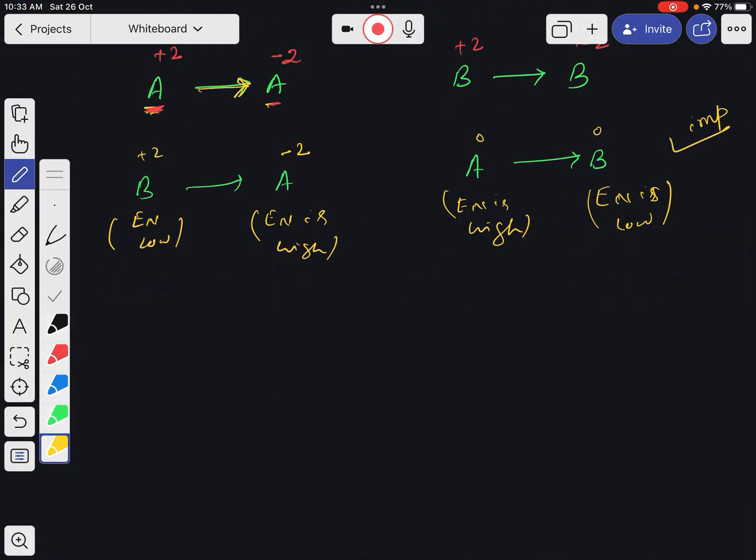Okay, next point number 3, the last point: all elements in an alloy have 0 oxidation number.